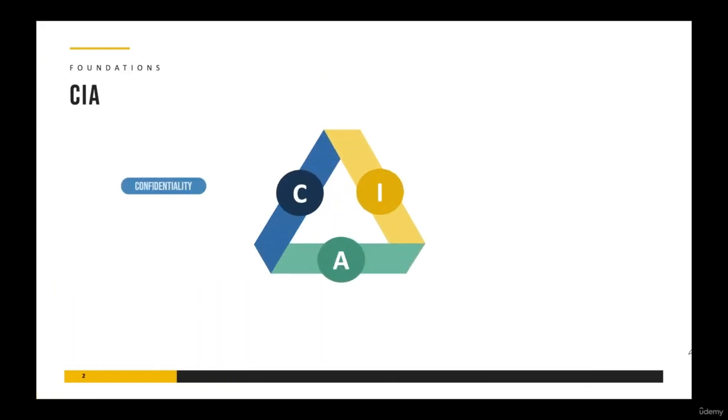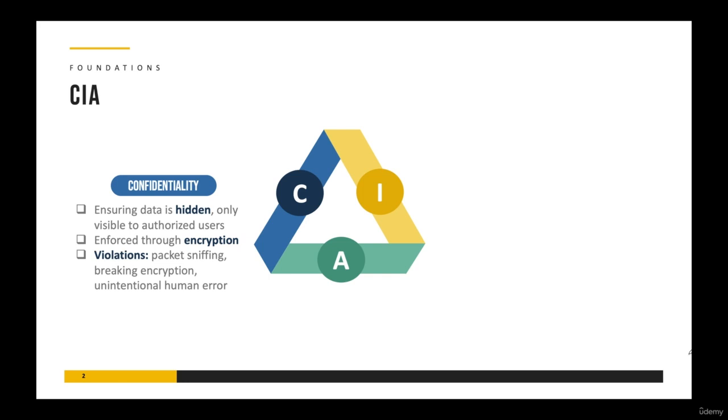So C stands for confidentiality. Now you need to be sure that your data is confidential when it is stored, when it is being transmitted, and when it is being processed. So you need to make sure that your data is hidden and it is only visible to authorized users. The classic way of enforcing confidentiality is through encryption. Encryption makes your data secure so that it is not visible to unauthorized users.